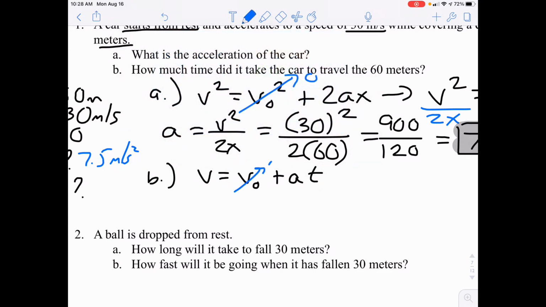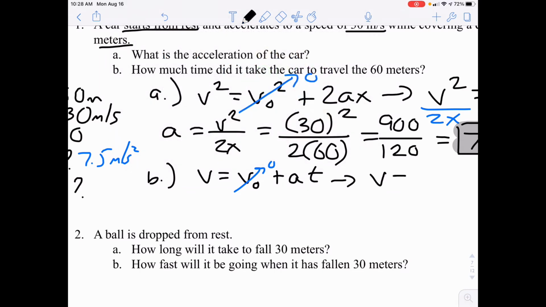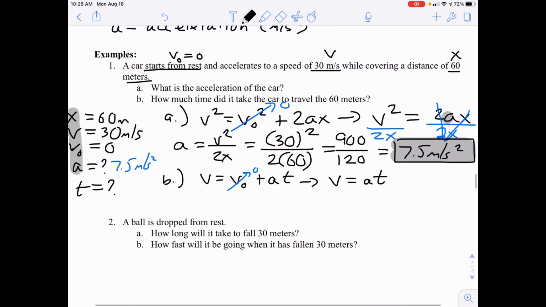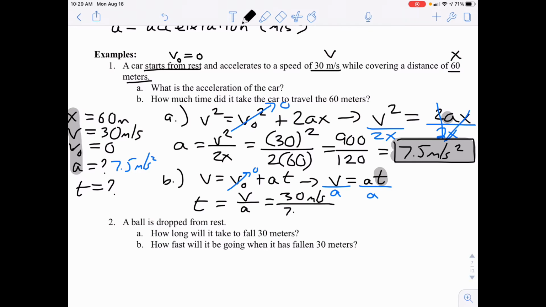Again, we will cancel V naught just like we did in the previous part, and the equation reduces itself to V equals A times T. Remember, you're solving for T this time, so we have to divide by A. If we do that, we get time is equal to final velocity divided by acceleration, and it's 30 meters per second over 7.5 meters per second squared. When we divide those two, you should end up with about 4 seconds. It takes 4 seconds for the car to travel that far.